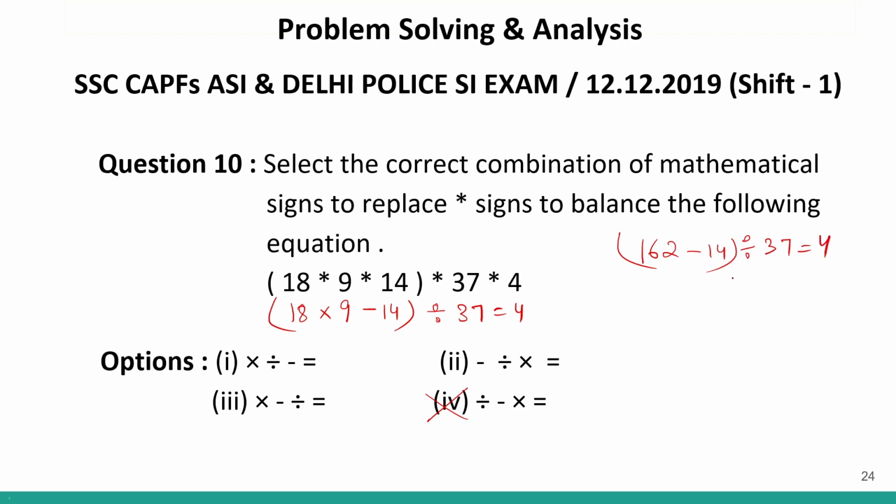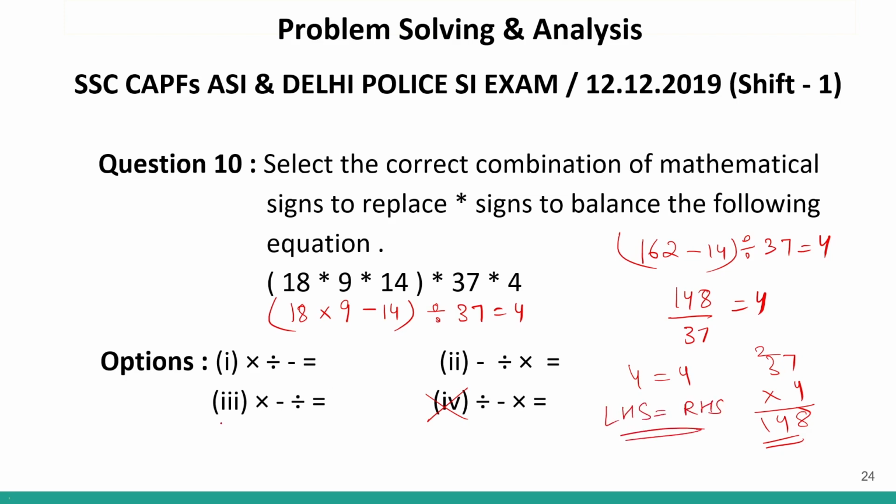So, 162 minus 14 will give me 148. Divided by 37 should be equal to 4. So, let us check 37 into 4. This will be 148. So, this is correct. So, this will be 4 equals to 4. So, RHS equals to LHS. Hence, option number 3 will be the correct answer to this question. This is your question number 10.